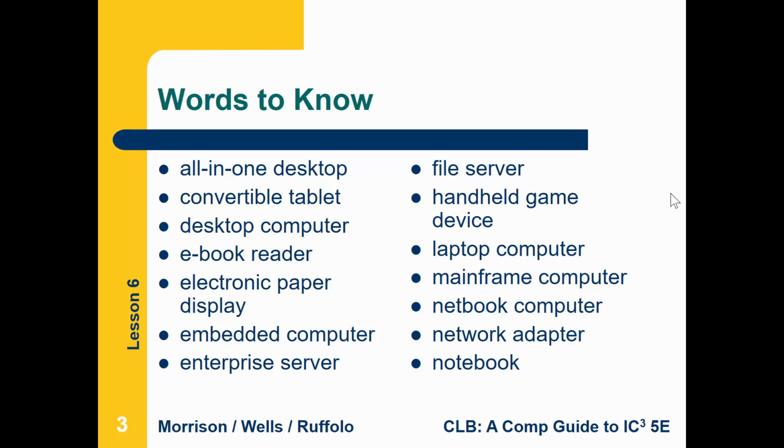So here's the words you need to know. That all-in-one, that convertible, they call those now 2-in-1s. So you might hear that term. Desktop computer, eBook reader, electronic paper display, embedded computer. We'll take a look at all of these.